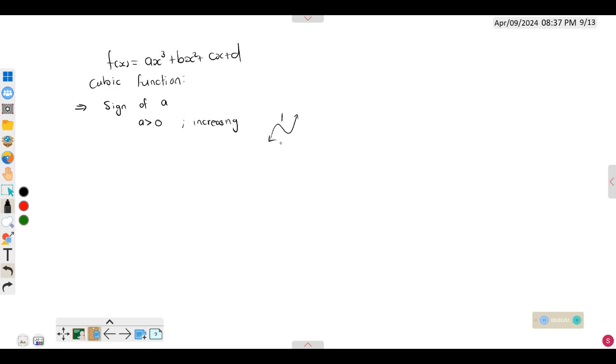Now if we were to sketch our axes there and base our focus on the first quadrant, we can see that as x keeps on getting bigger, y keeps on getting bigger. So x and y increase together, or y increases with an increase in x, and this is an increasing cubic function. Now if a is less than 0, this is where we get a decreasing function.